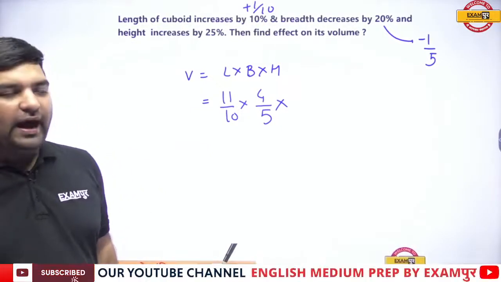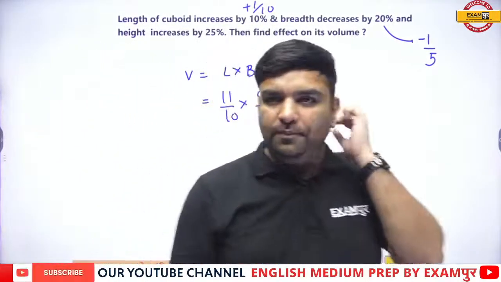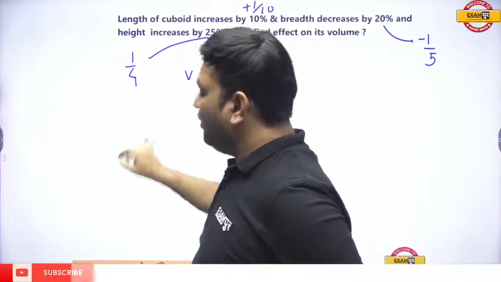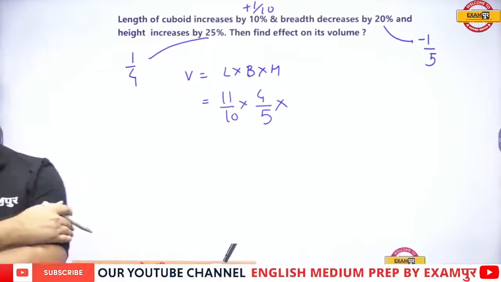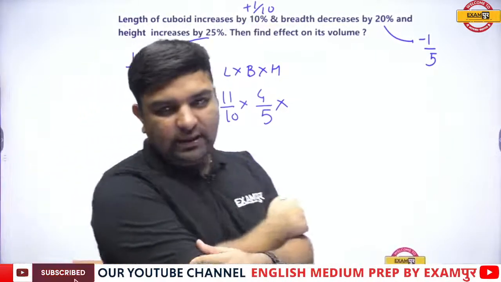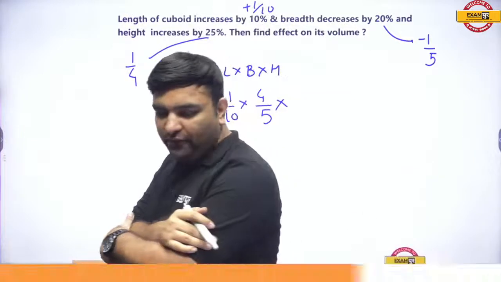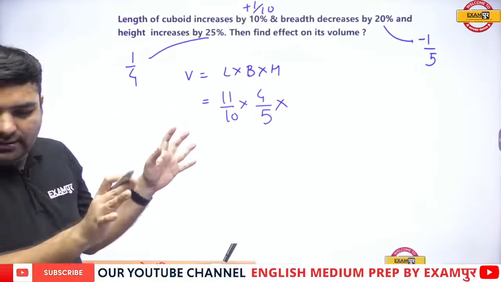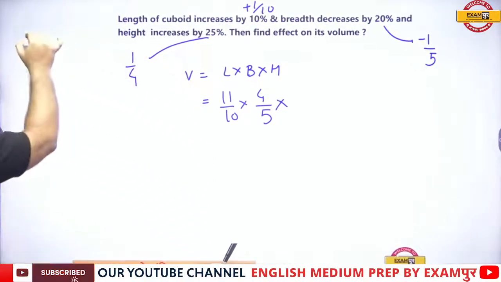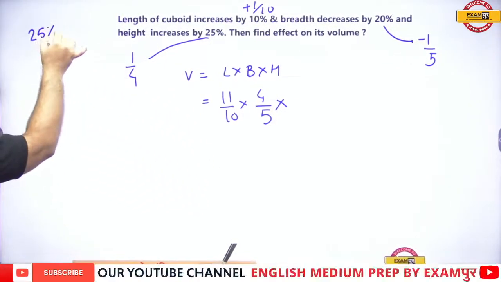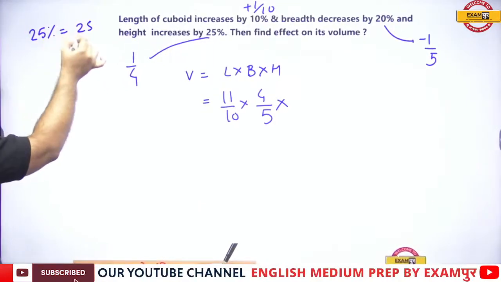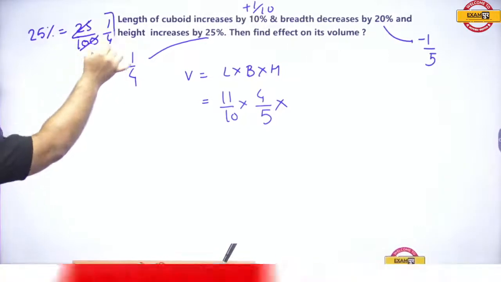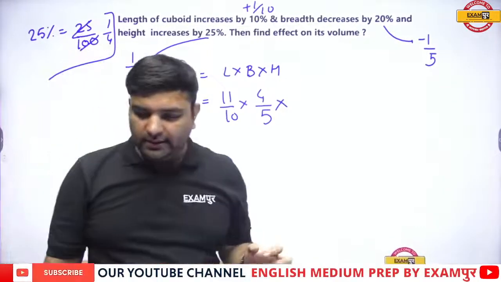Okay. Height, there is an increase of 25%. 25% is 1 by 4. How do I write these fractions directly? Because I have taught you in the first class where I have taken the fractions. And it's very easy, guys. Percentage, if you want to write into fraction, just eliminate the percentage sign and divide by 100. That is the ultimate idea.